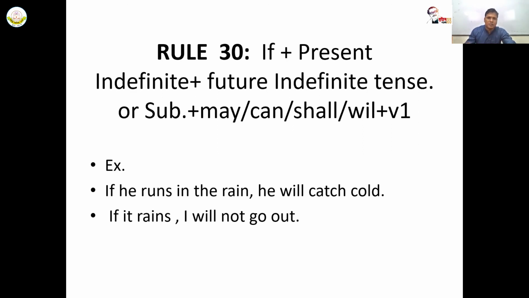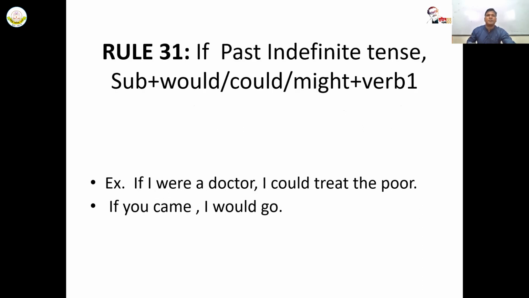So I'm going to rule 31, the second conditional sentence. If plus past indefinite, then the structure will be the subject plus should, would, could, might plus base form. That means when you find any sentence where one part is the past indefinite tense, then the other part will be the past conditional. That means subject plus would, could, might, should plus verb form.